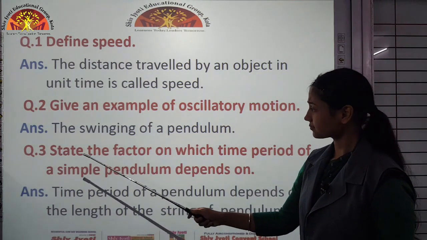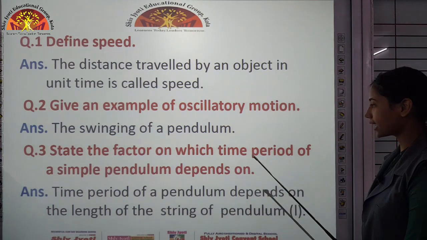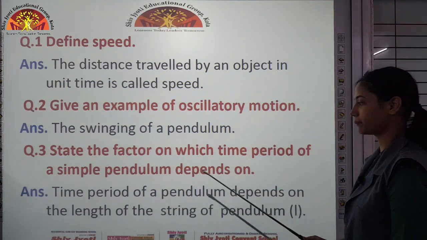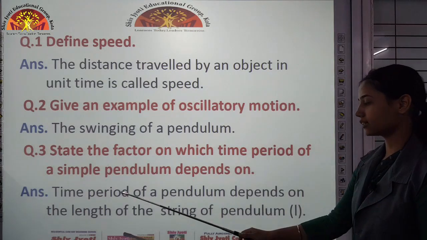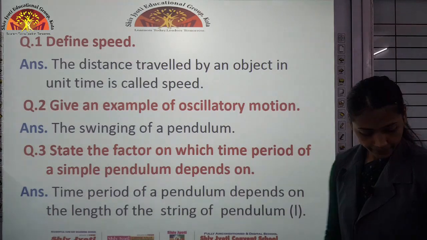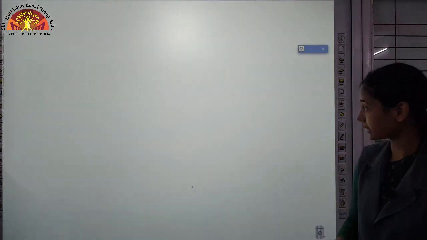Question 3, state the factor on which the time period of a simple pendulum depends. The time period of a simple pendulum depends on the length of the string of the pendulum. Now what does this question mean?